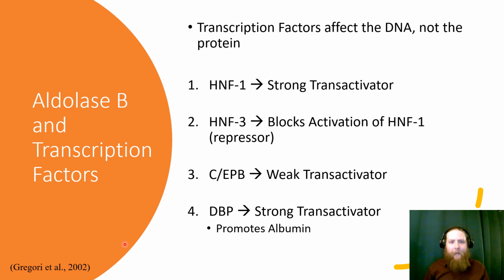So HNF1 is a strong transactivator. It creates more aldolase B. HNF3 blocks the activation of HNF1, so it's a repressor. It's stopping this transactivator from creating more of this enzyme. C/EBP is a weak transactivator. It's just going to increase the amount a little bit. And then DBP is a strong transactivator, and it promotes albumin, which also helps promote this aldolase B expression.